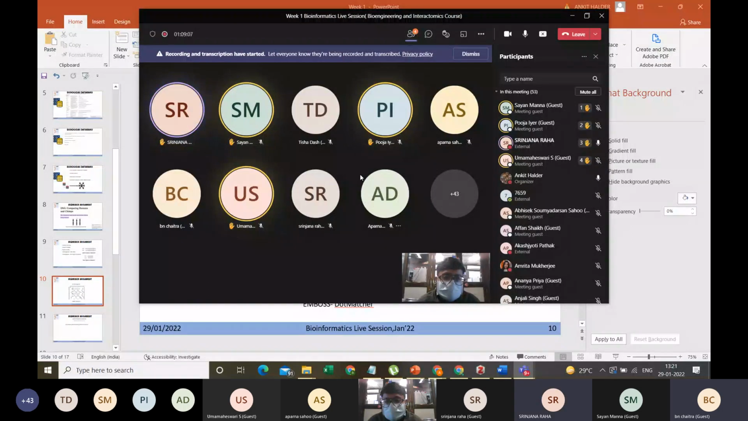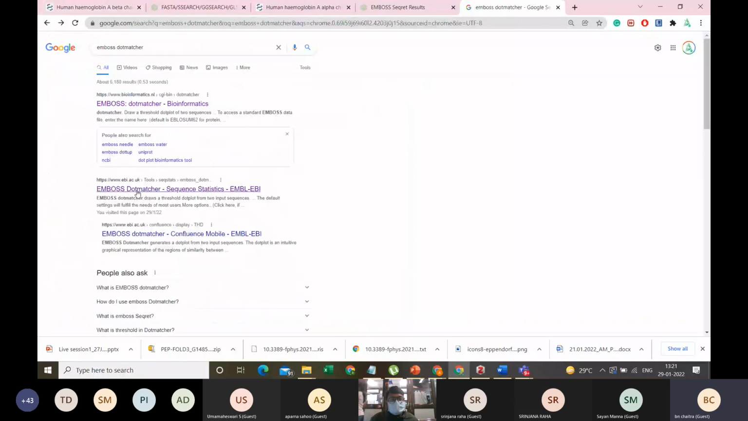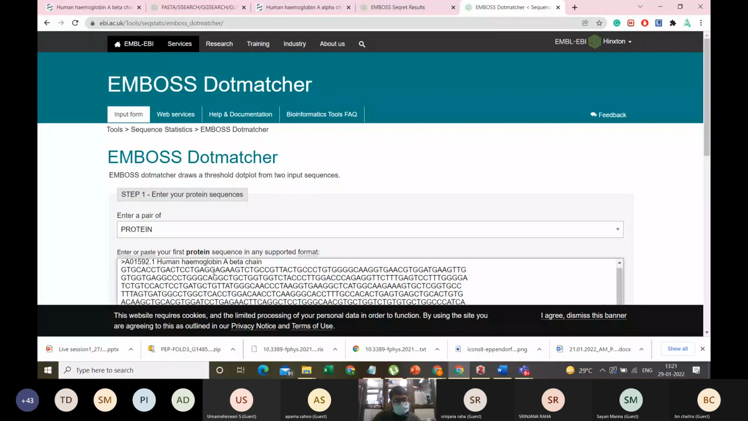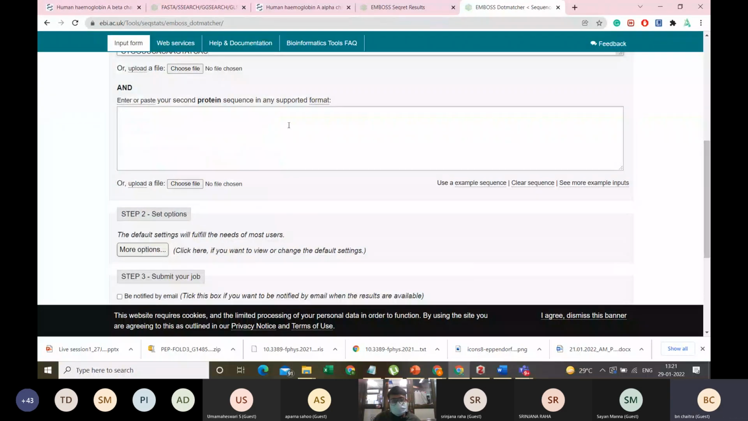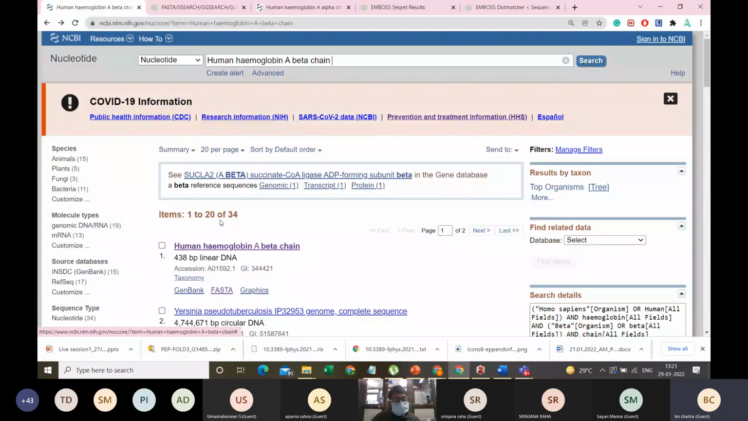Can I ask you something? Yeah. What happens if we increase or decrease the threshold? I did not get it. During the dot matching, after we put the sequences, what happens if we increase or decrease the threshold? One second. It will show you what happens.